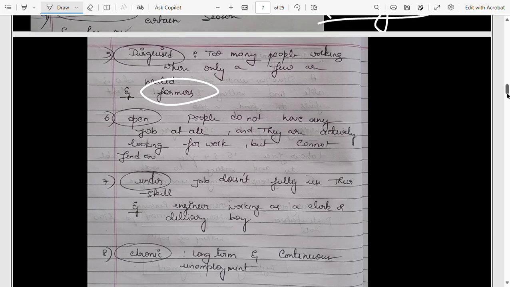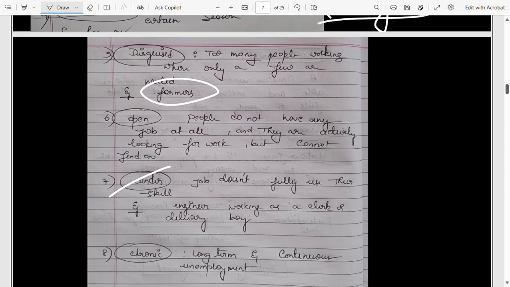Then we have open unemployment. What happens here? People do not have any job at all, and they are actively looking for a job, but they are not able to find one. That comes under open unemployment. Then we have underemployment. Here, the job doesn't fully use their skills. For example, an engineer working as a delivery boy or a gig worker. That comes under underemployment.